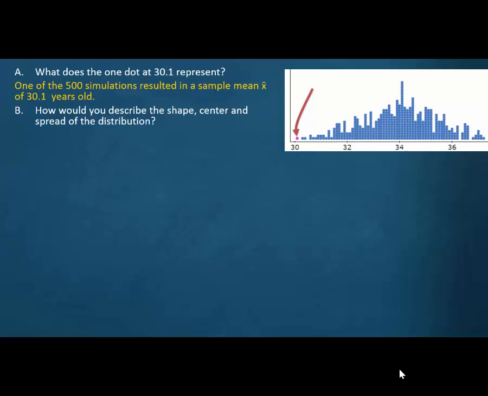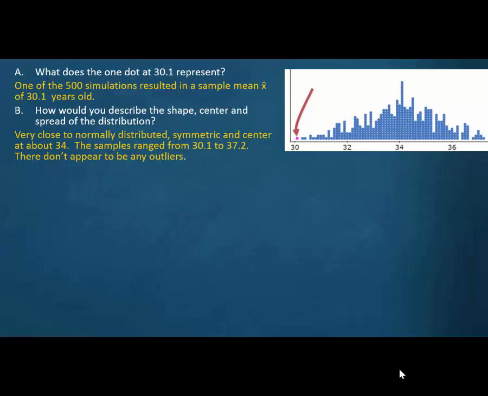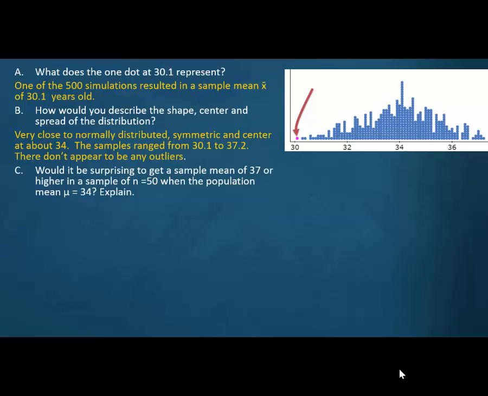How would you describe the shape, center, and spread of this distribution? It's very close to normally distributed, symmetric, center at about 34. The samples range from about 30.1 to about 37.2, and there don't appear to be any outliers. Part C. Would it be surprising to get a sample mean of 37 or higher in a sample of n equals 50 when the population mean is 34?